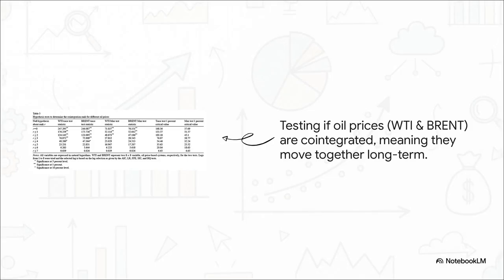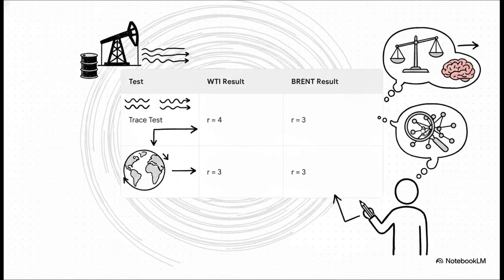Now, this table might look a bit complex, but the goal here is actually quite simple. Economists are just trying to figure out if different types of oil prices, like WTI and Brent, are co-integrated, if they're on that same leash over the long term. And this is where we see the real art inside the science. Just look at the results for WTI oil. See how one test suggests there are 4 long-run relationships, but the other one suggests only 3? This shows why an economist's judgment and interpretation are still absolutely essential. You can't just blindly follow the output.